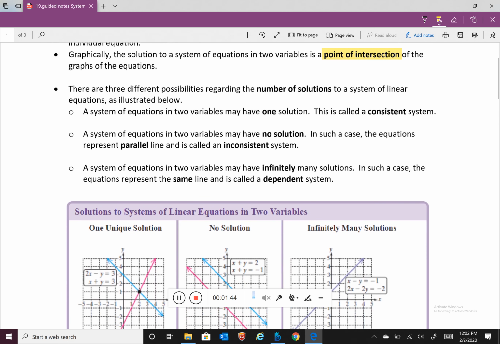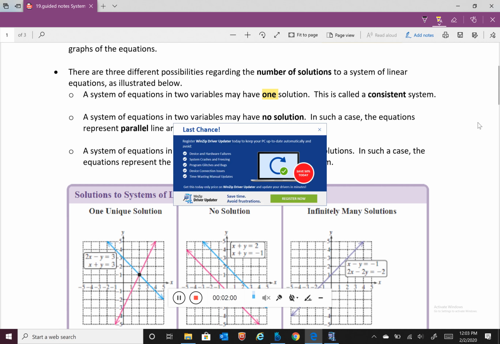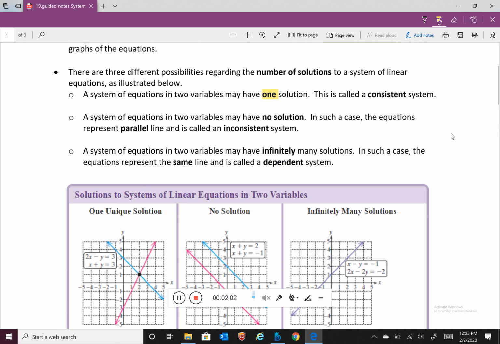There are three different possibilities regarding the number of solutions to a system of linear equations, as you can see below. A system of equations in two variables could have just one solution, and this is what we call a consistent system. We'll talk more about that below. A system of equations in two variables could also have no solution. In such case, the equations represent parallel lines, and this is called an inconsistent system.